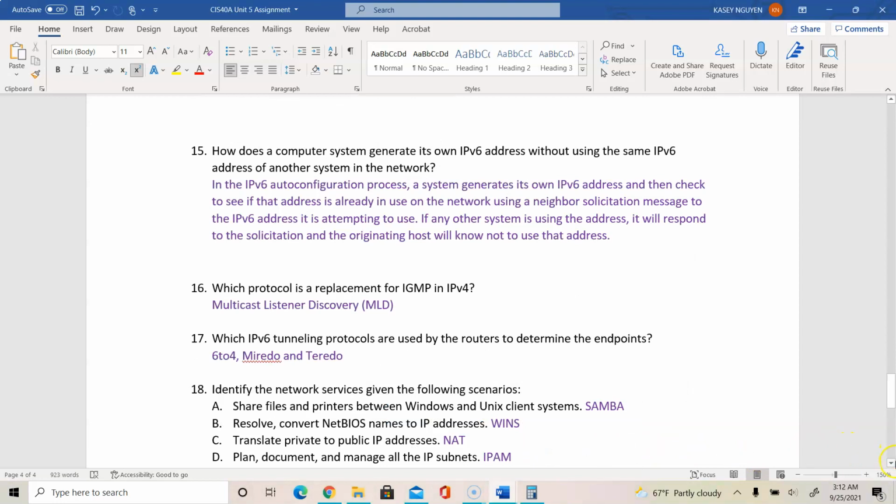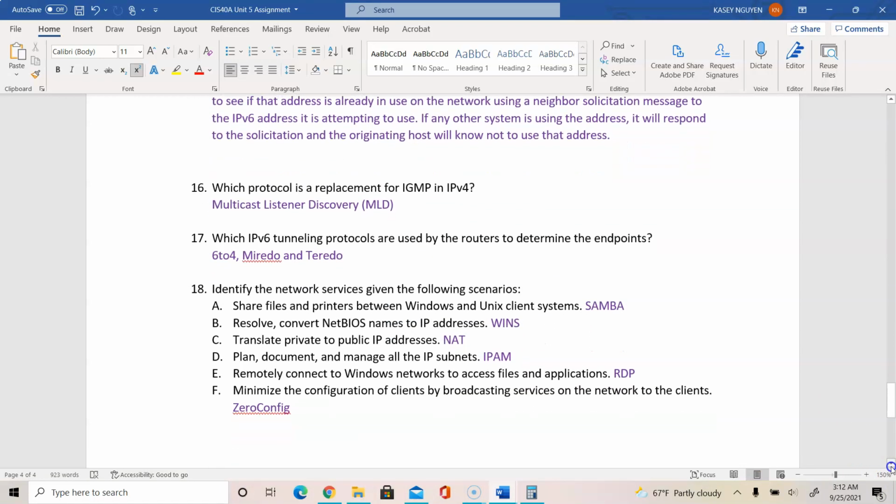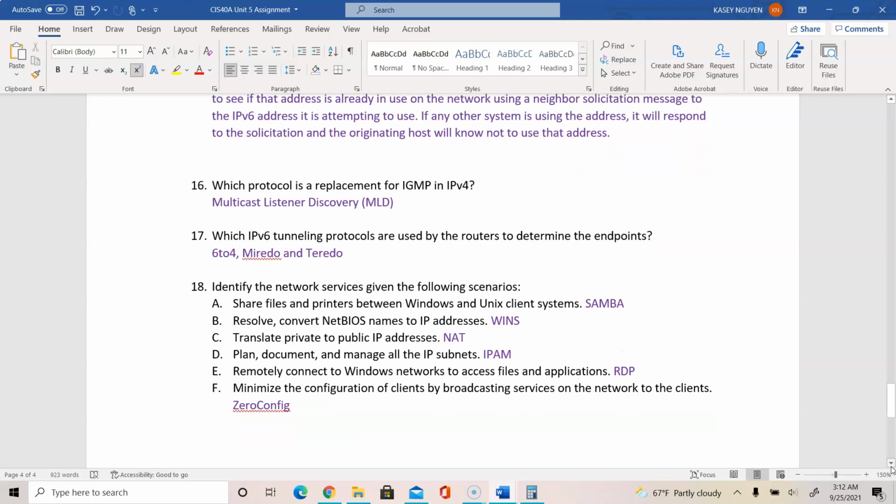So in the last part, it asks you to first identify the IPv6 tunnel protocol that's used by the router to determine the endpoints. That will be 6to4, Miredo, and Teredo. For number 18, it asks you to identify the network services given by the scenarios. A, to share file printer between Windows and Linux client systems. That will be Samba. B, to convert NetBIOS names to IP addresses. That will be WINS.